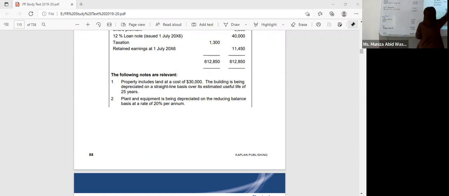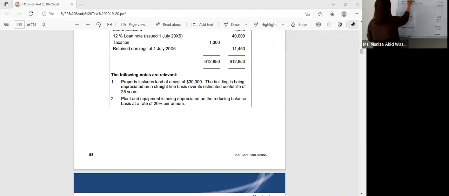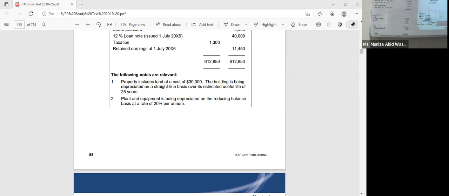The estimated useful life is 25 years. So 120,000 divided by 25 years. How much per year depreciation charge would be there? How much? 4,800. So 4,800 is our depreciation charge for property. So this depreciation charge for current year is going to be taken as 4,800. We are going to deduct it as well. And this depreciation has to be taken to our administrative expenses as well.